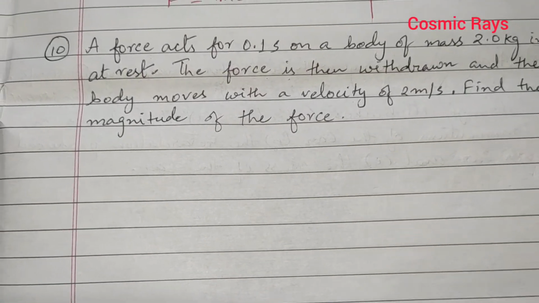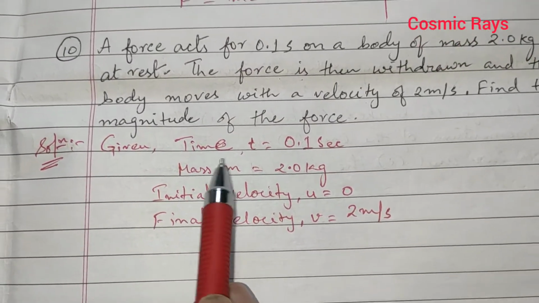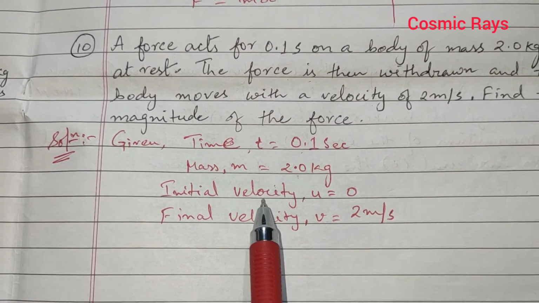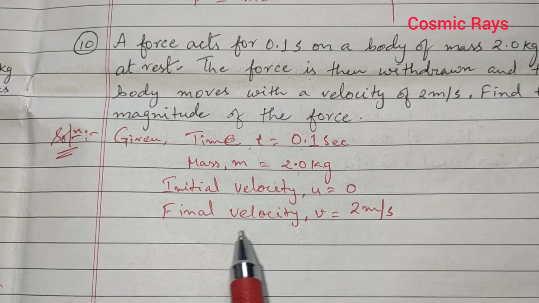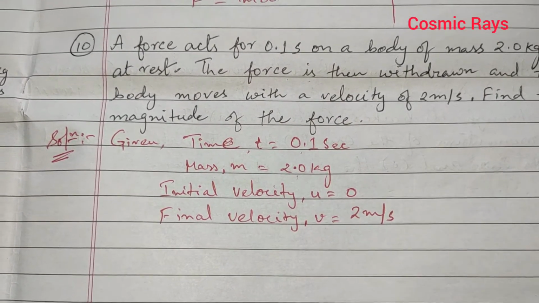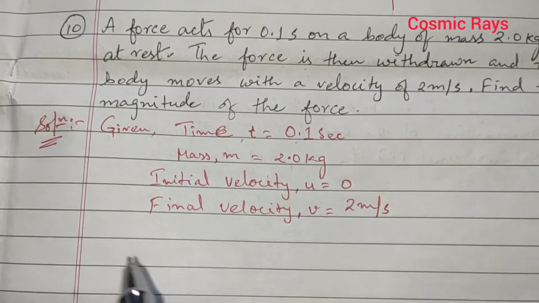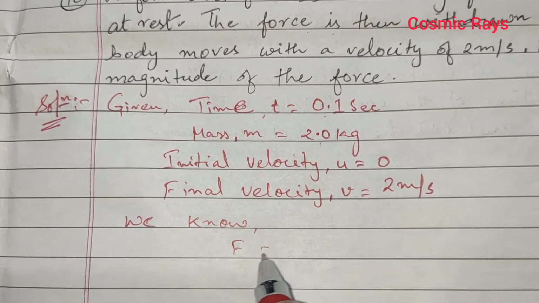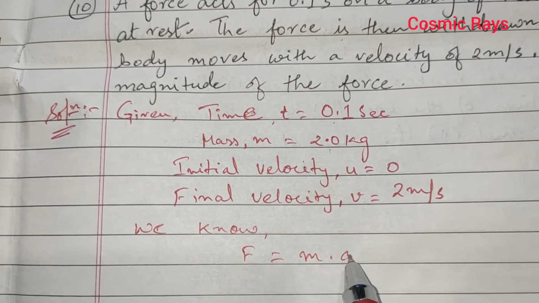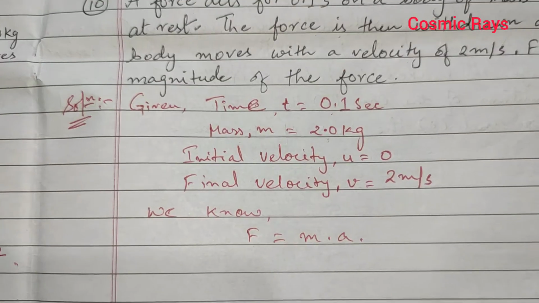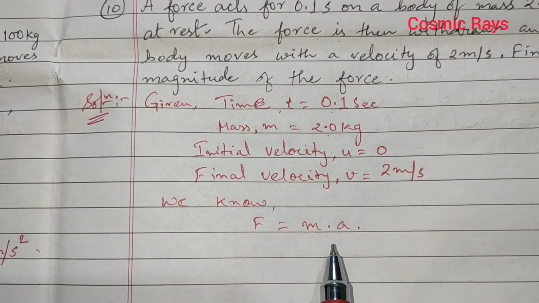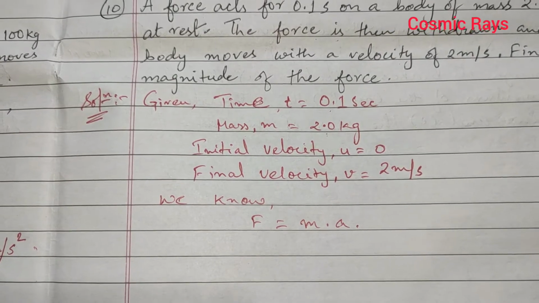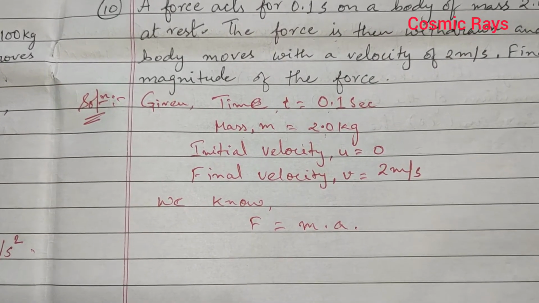So first of all we write the given. So here we have written the given things, that time is equal to 0.1 second, mass is 2 kg. Initially it was at rest, so initial velocity u is 0 and final velocity v is 2 meter per second. Now we know that force is given as mass into acceleration, but here we have not been provided with the value of acceleration. Rather we have been given the initial velocity, final velocity, and time. So using that we can find out the acceleration.